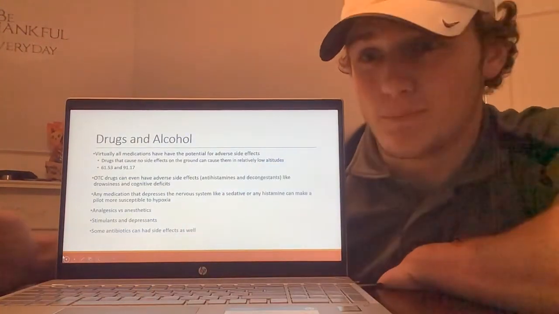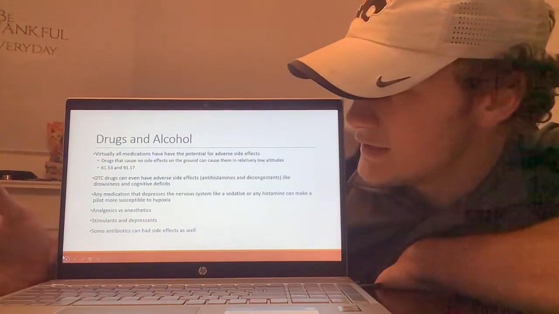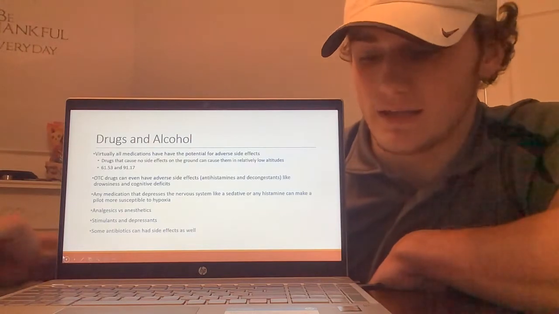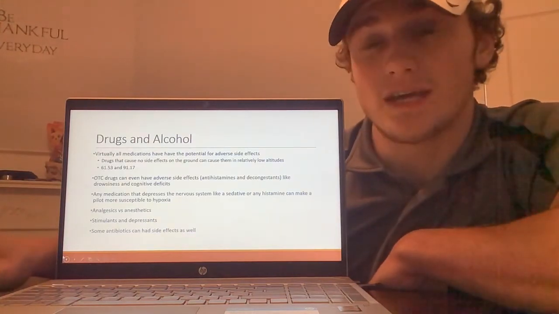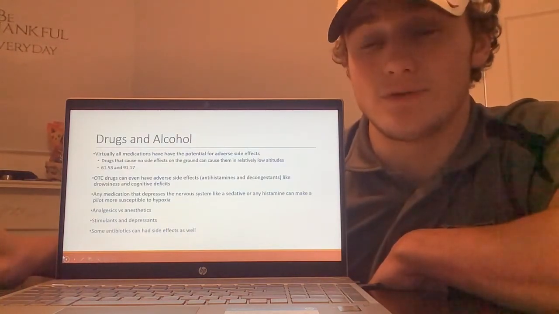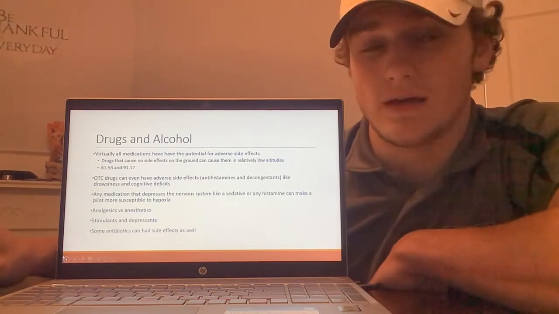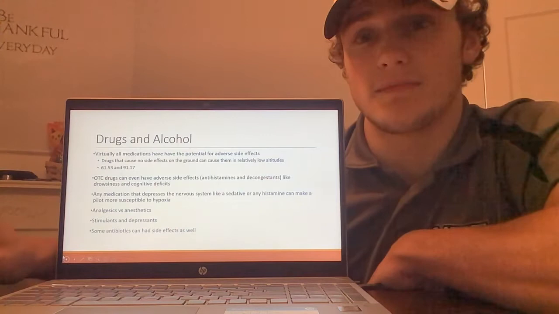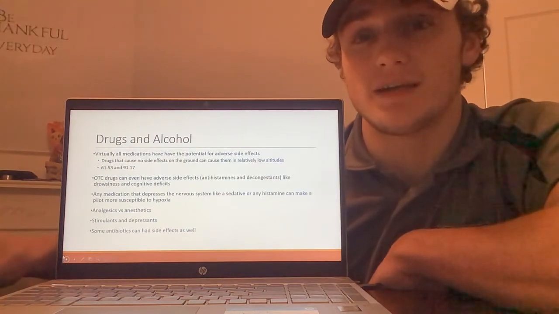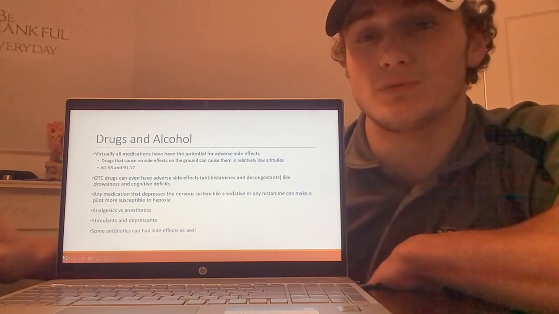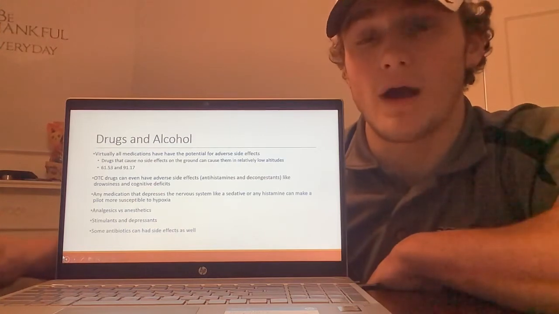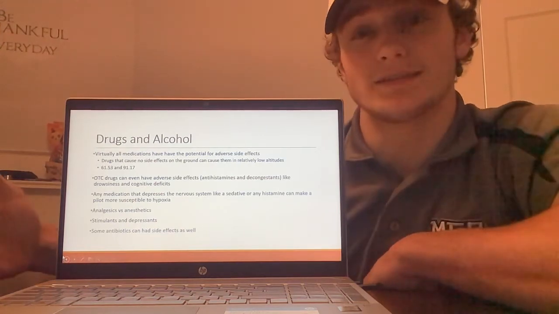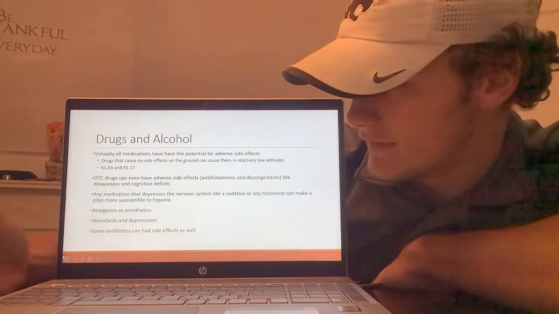But even part 61.53 and 91.17, these regulations state that if you take a medication that you think or that is known to affect the safety of flight, you're not allowed to take that medication. Or if you take a medication that will not allow you to fulfill the medical requirement, you're not able to fly or act as a required crew member during the flight.